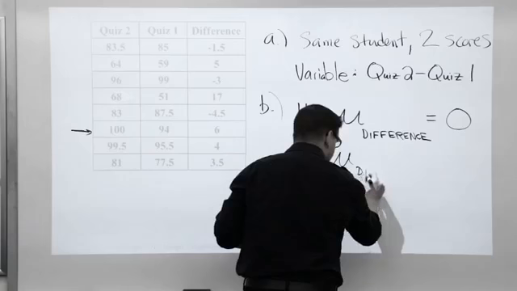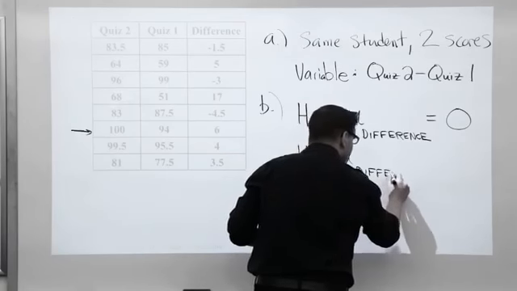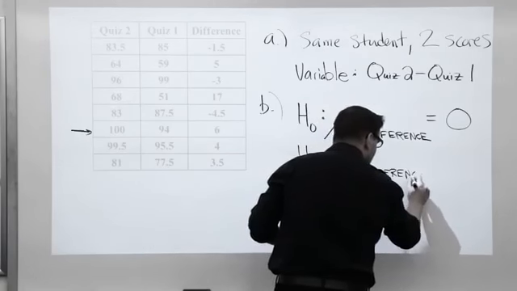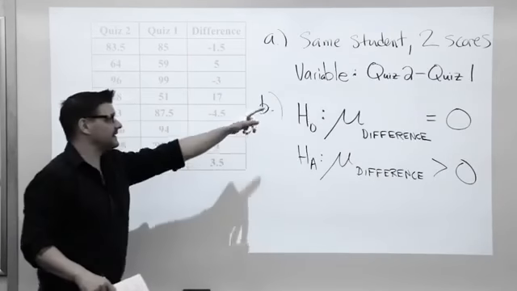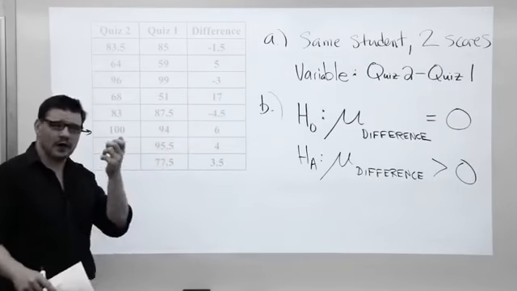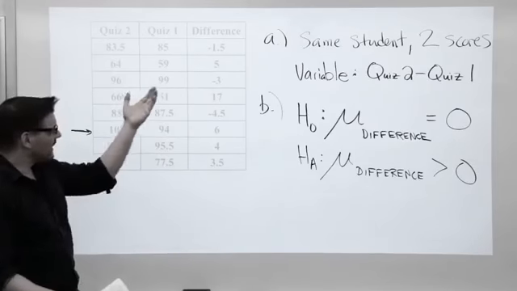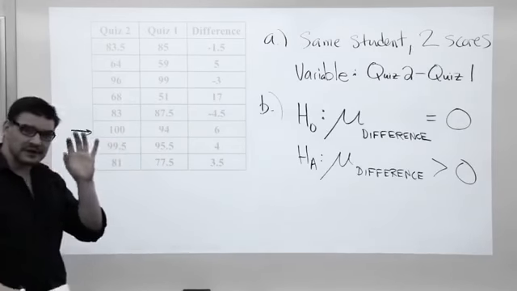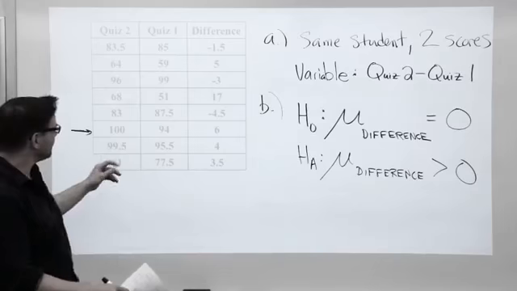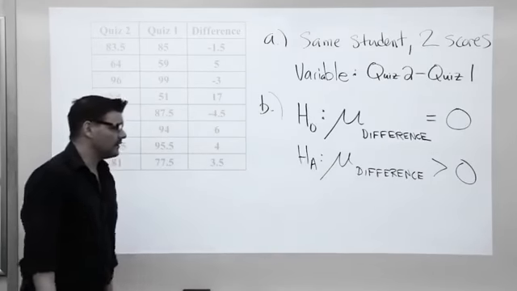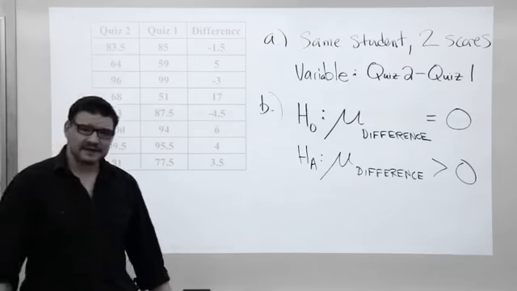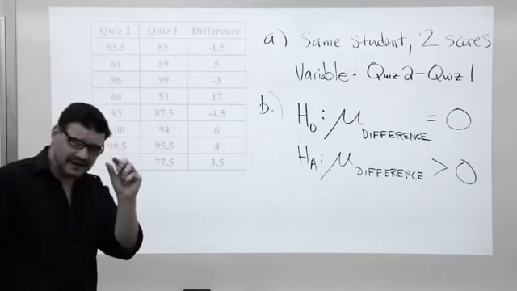So mu difference greater than 0. The way that I've subtracted them, I'm testing that quiz 2 scores are on average higher. So when I do quiz 2 minus quiz 1, I should expect to get positive numbers, and so positive means greater than 0. Kim was mentioning in the last video, could you subtract in the other order?